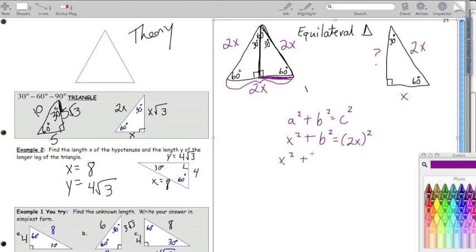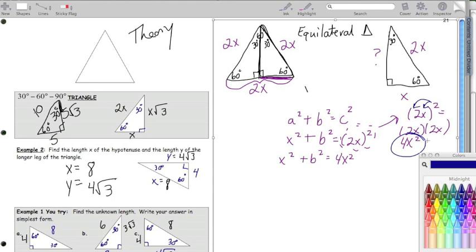x squared plus b squared equals, now here, side note, (2x) squared is equal to 2x times 2x. 2 times 2 is 4. x times x is x squared. So this is equal to 4x squared. You may have remembered that when we learned our exponent rules, we distribute that squared into both components. We get 4x squared. So that's really like 2 times 2 times x times x. So now I have x squared plus b squared equals 4x squared.